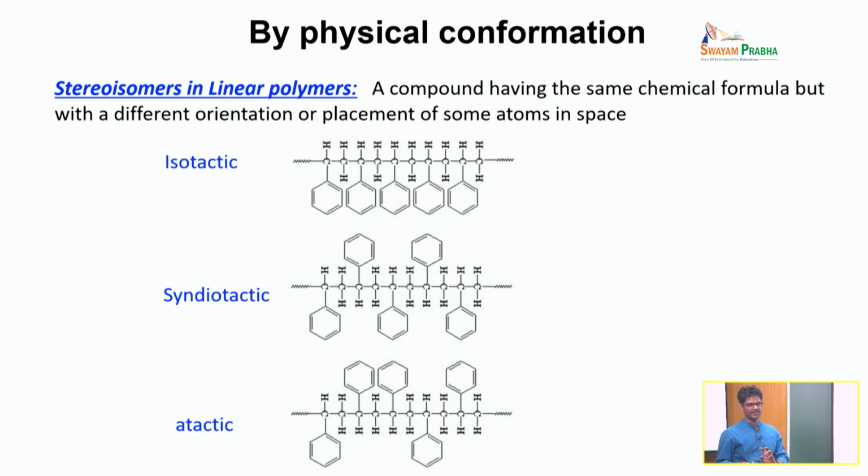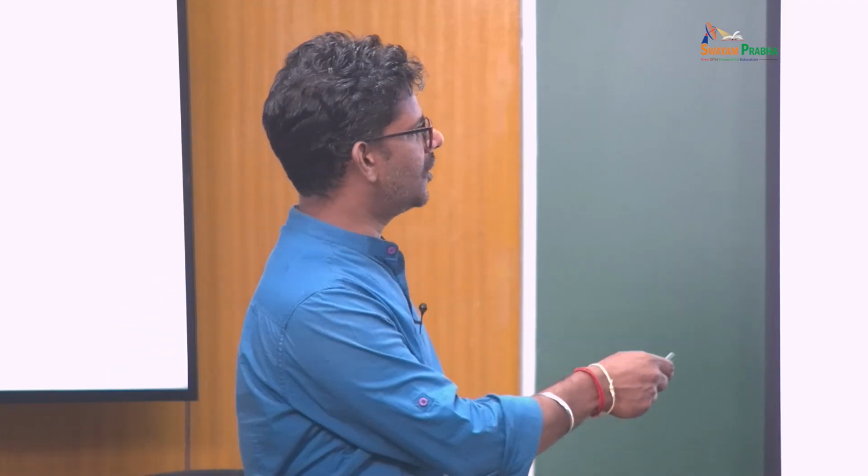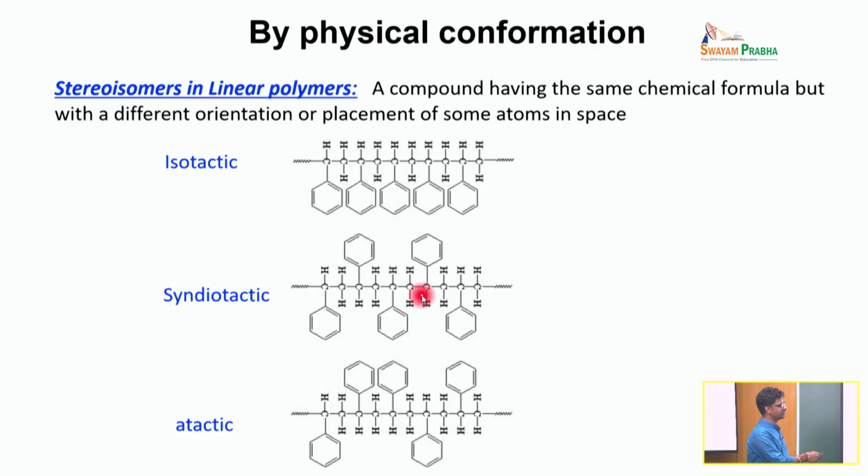Now you can change the chemistry of polymerization, and you can actually change the order in which this styrene monomer is distributed. Here you can see that there is an alternating arrangement of styrene monomer. It is at the bottom first and then goes up, and in the next repeating group it comes down, in the next repeating group it goes up, and then it alternates. This is called syndiotactic arrangement. In a chemical formula they are all the same.